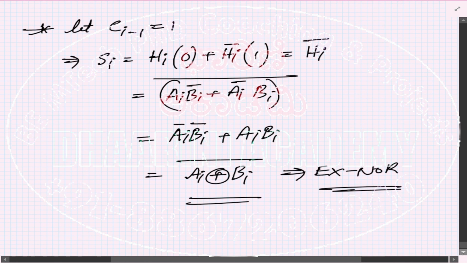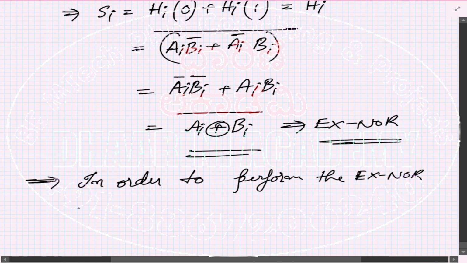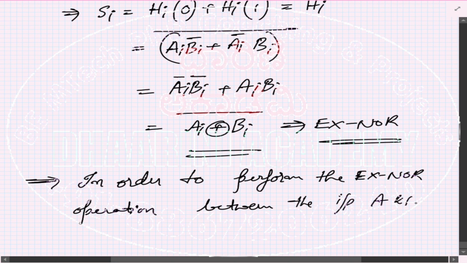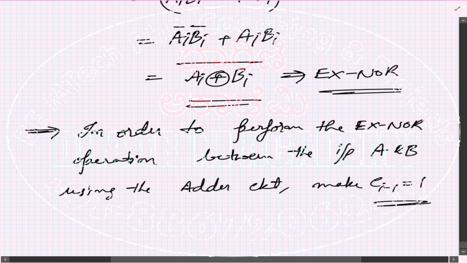So what is the conclusion now? This implies that in order to perform the exclusive NOR operation between the inputs A and B using the adder circuit, make CI minus 1 equal to 1. That's all.